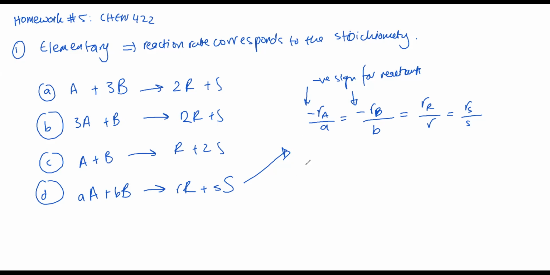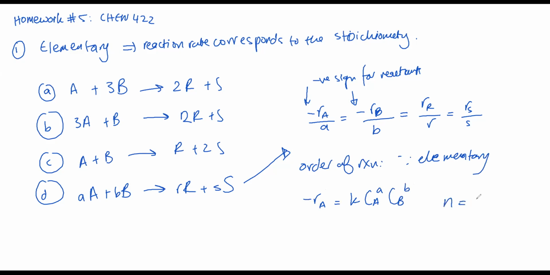And what's the order of reaction? Recall, because it's elementary, your reaction rate, minus r_A, will be k C_A to the power a, C_B to the power b, and your reaction order is n equals a plus b. So this is your reaction rate for the elementary reaction given the stoichiometry. This is number 1, very simple. I'm going to save this, clear this, and let's go to number 2.